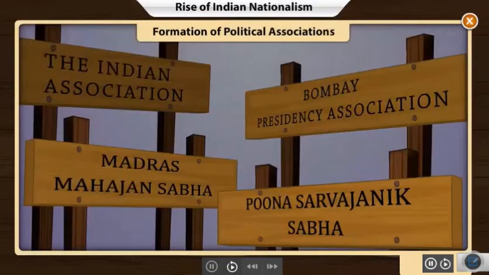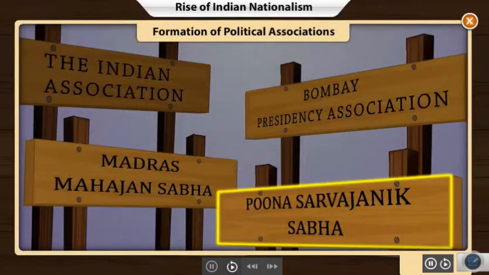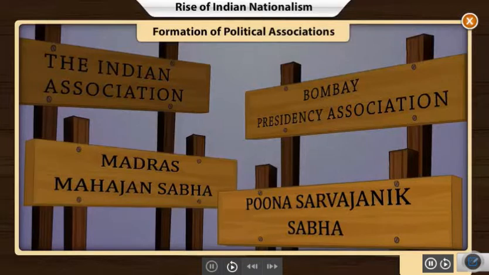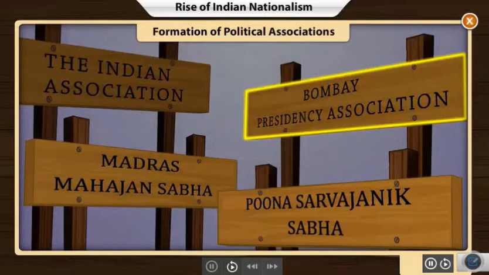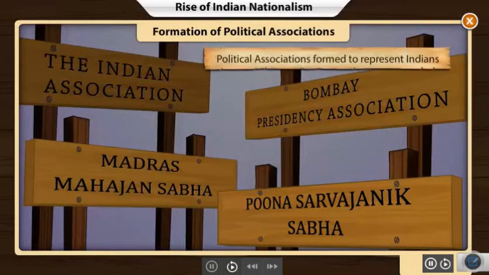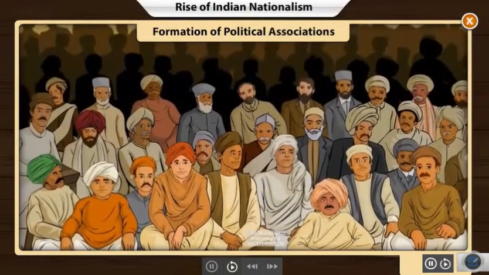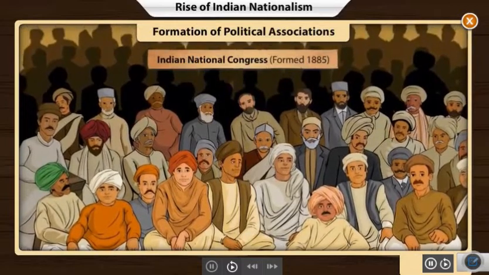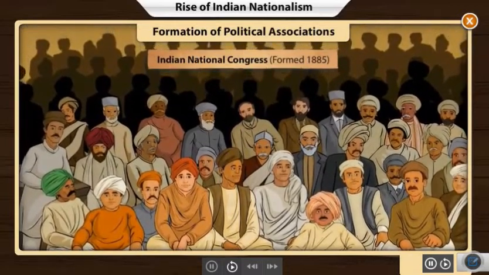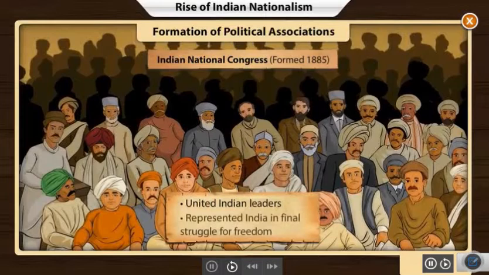Growing nationalist sentiments led to the formation of several political associations like the Pune Sarvajanik Sabha, Madras Mahajan Sabha, the Indian Association and the Bombay Presidency Association. These associations were formed to represent the Indians as a united body. Ultimately, it was the formation of the Indian National Congress in 1885 that united Indian leaders and represented the country in its final struggle for freedom.